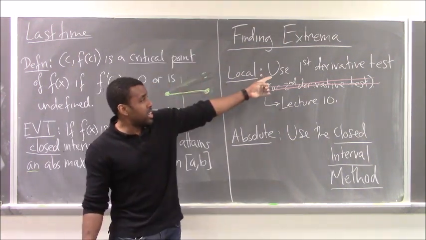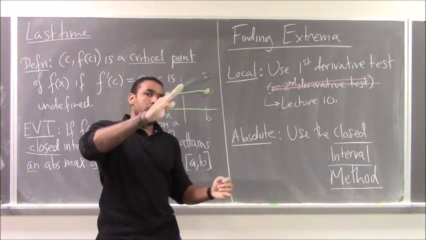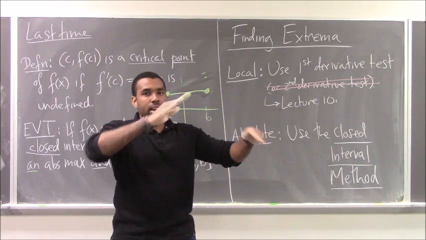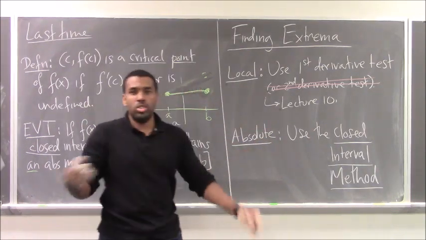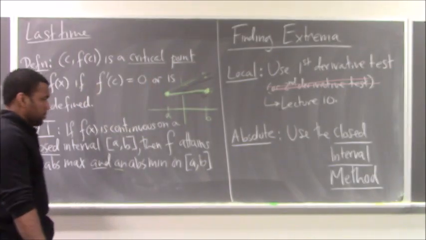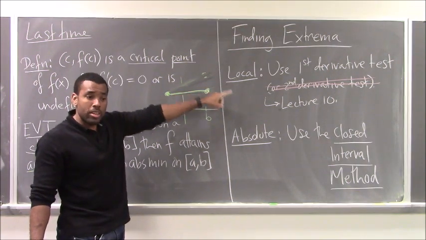So the first derivative test, that's the one where you test where the derivative is positive and negative, and you know that if it's positive on the left and negative on the right, then that means it does this, which means you'll hit a maximum as long as the function is continuous, and so on and so forth. So you can review lecture 10 for that. That's how we find the local ones.